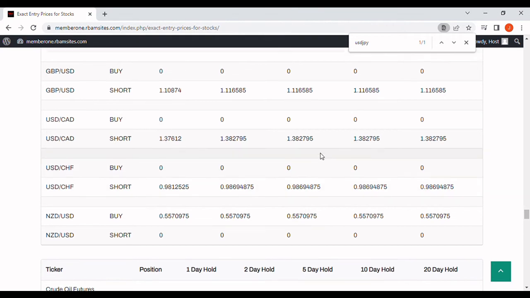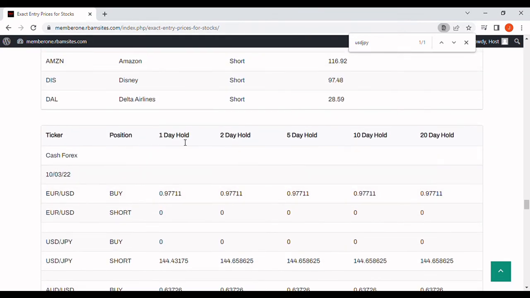So we have those for not only long-term trading from 1 to 20 days, but you can also use the one-day column. Again, if your own analysis backs it up, it gives you some entry points to take a look at and to compare to your own analysis for day trading.